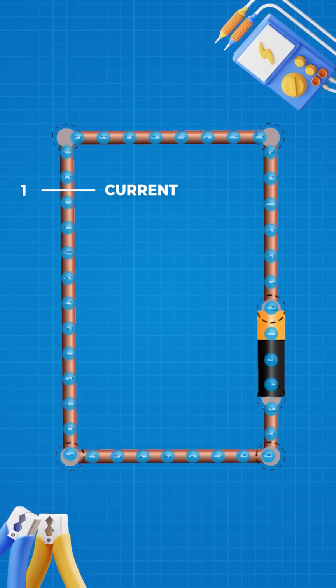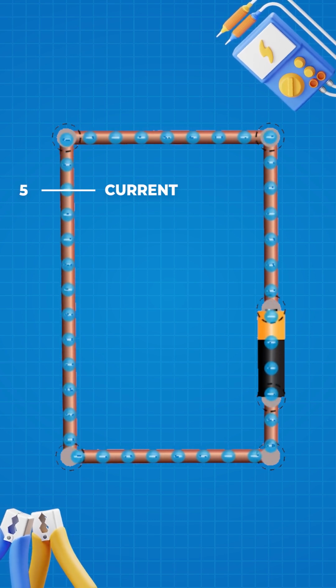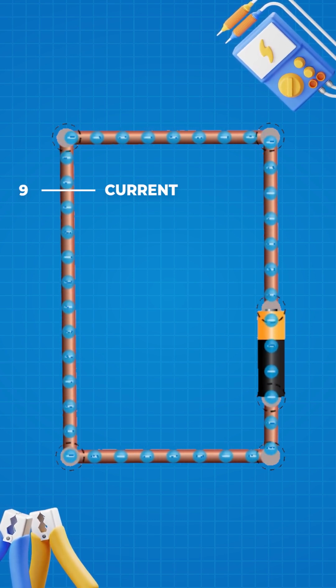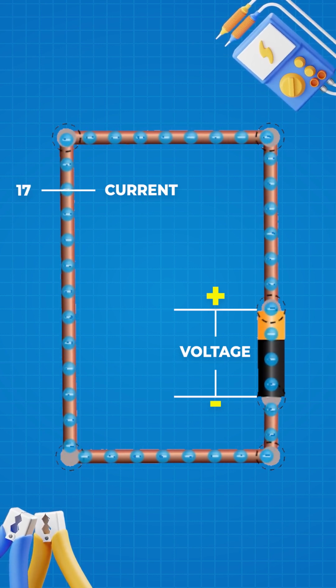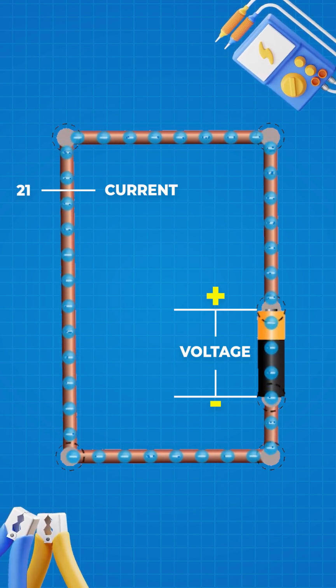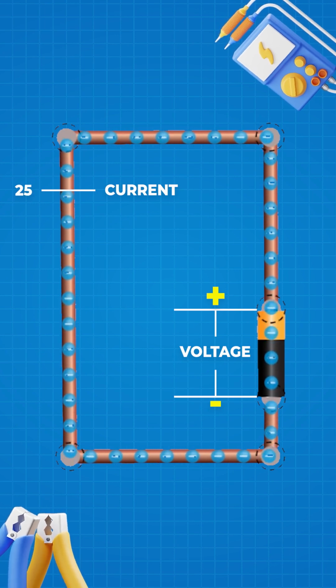To sum it up, current is simply a measurement of the flow of electrons passing through a certain point, and voltage is the electrical potential difference between 2 points. It is the force that makes electrons move in a certain direction within the circuit.